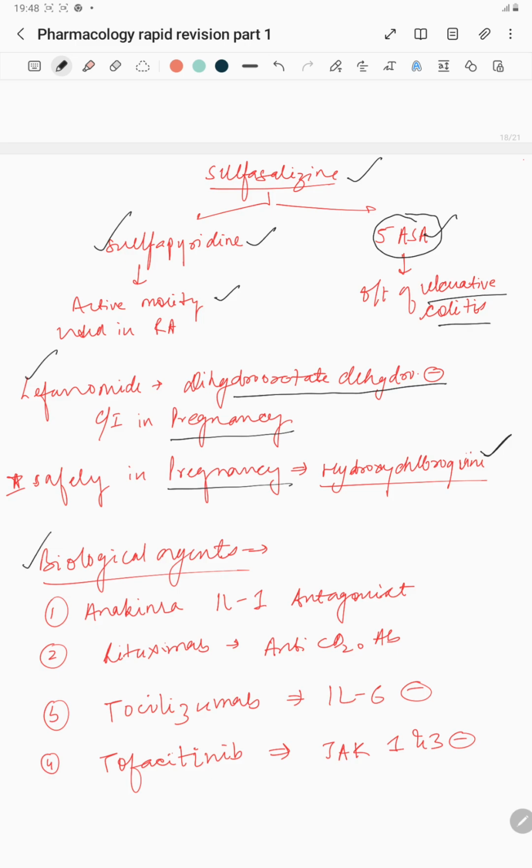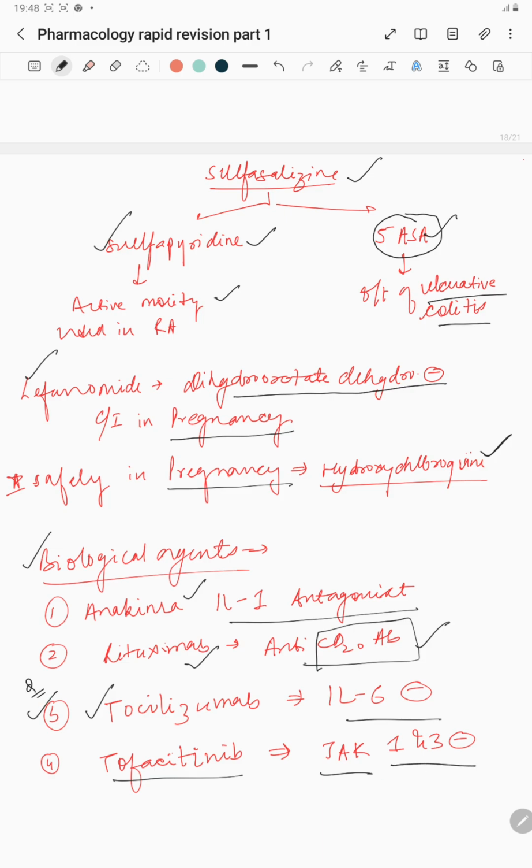Biological agents include anakinra, which is an interleukin 1 antagonist, and rituximab, which is a CD20 antibody antagonist. Other drugs are tocilizumab, which is an interleukin 6 inhibitor, and tofacitinib, which is a Janus kinase inhibitor of JAK 1 and 3. Tocilizumab is a previously asked question.